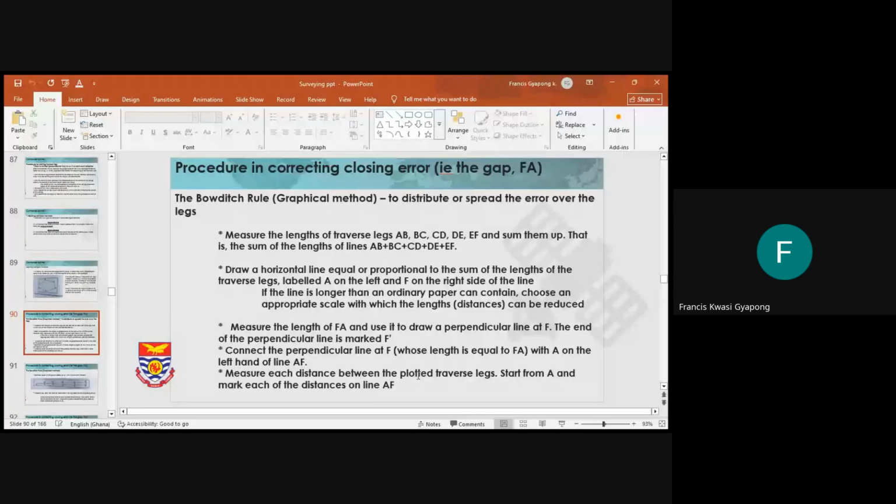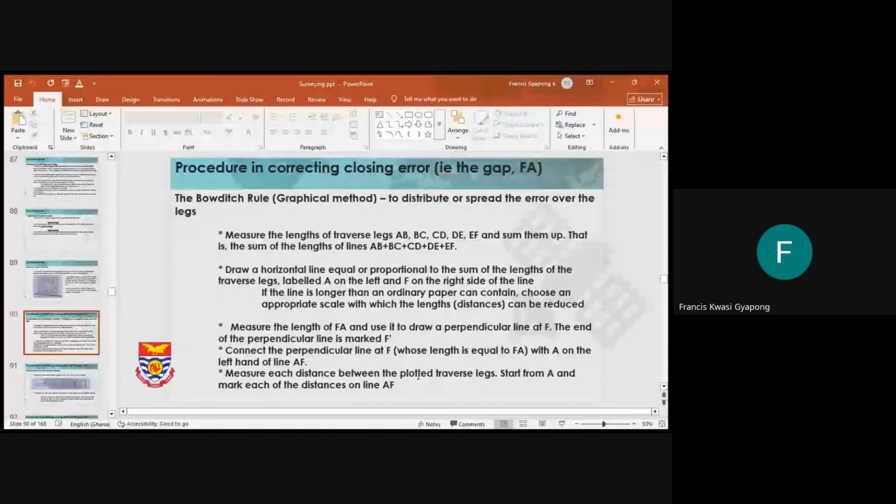Sometimes it is in decimals. You hardly can get it in whole numbers, whole figures. So in most cases, it is in decimals, 0.2, 0.9, 0.3, like that. That is the line you draw. And so you connect this one, the perpendicular line at F, whose length is equal to FA, with A on the left hand of line AF. Again, it will sound strange in your ears, but when you start, you make reference to this.